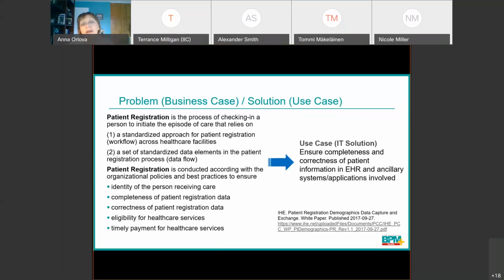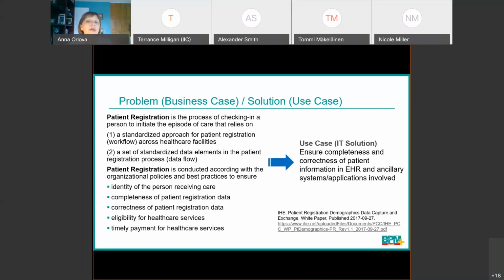And we viewed the patient registration process as a standardized approach for patient registration across healthcare facilities, and also aimed to define the set of standardized data elements in the patient registration process so that we could properly identify the patient, ensure the completeness and correctness of data that we're collecting, as well as eligibility for services and timely payment for these services.